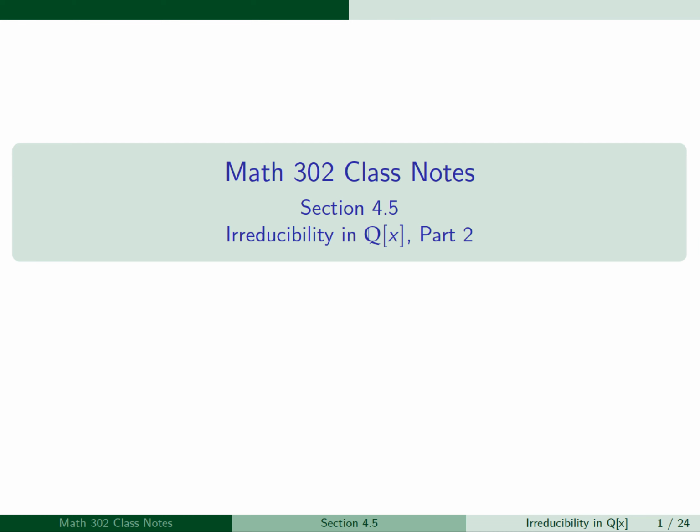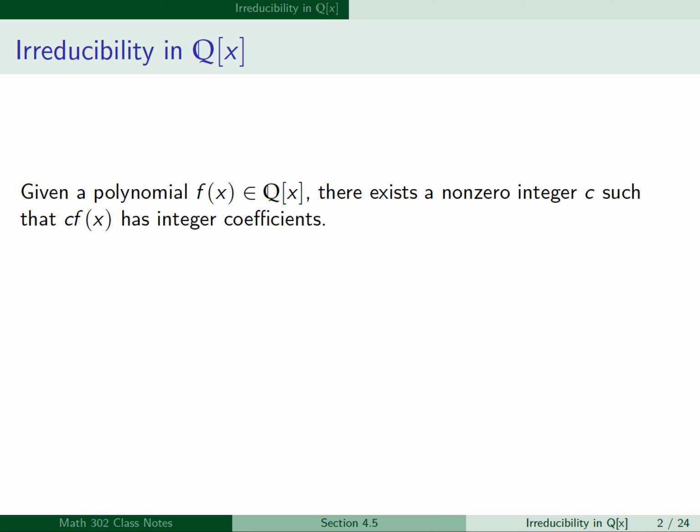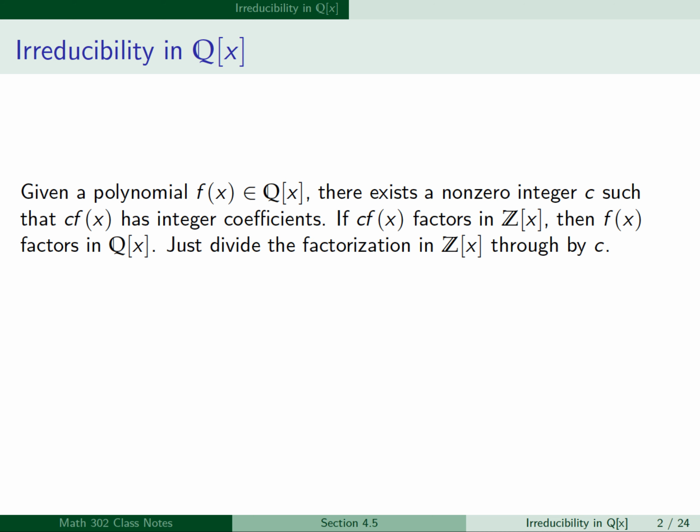This is the lecture for the second part of section 4.5, Irreducibility in Q[x]. Now, given a polynomial f(x) in Q[x], there exists a non-zero integer c such that c times f(x) has integer coefficients. If c times f(x) factors in Z[x], then f(x) factors in Q[x]. Just divide the factorization in Z[x] through by c.